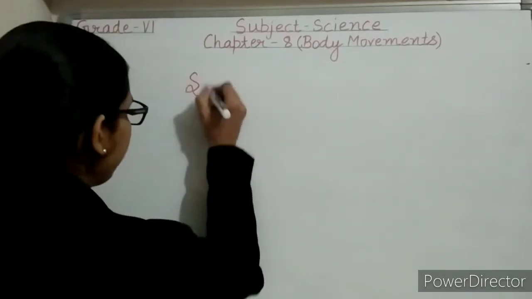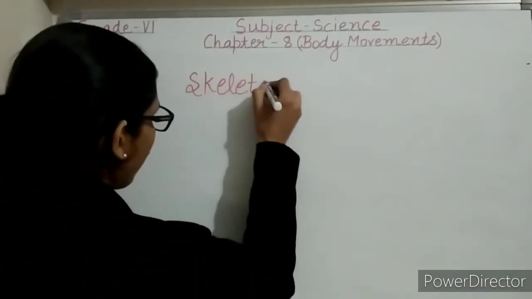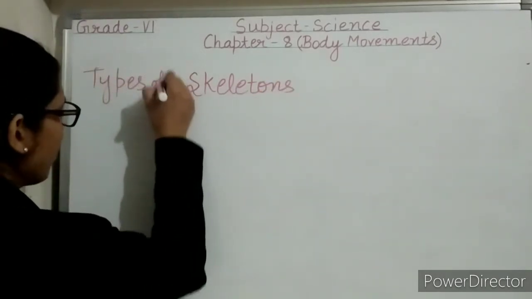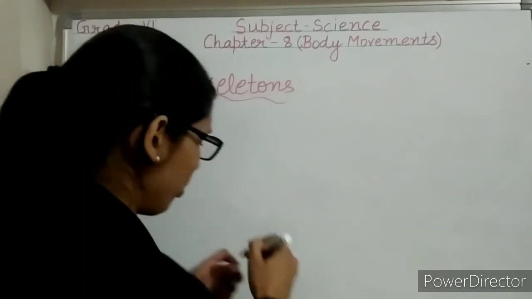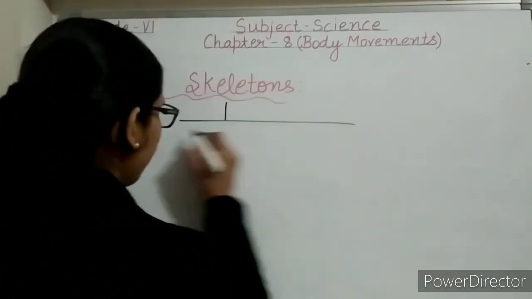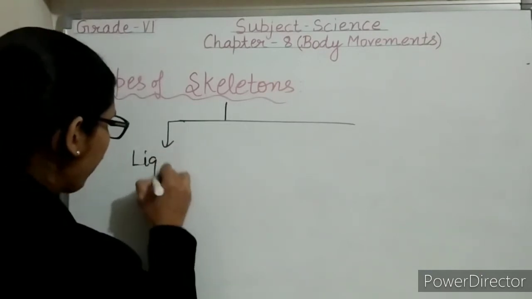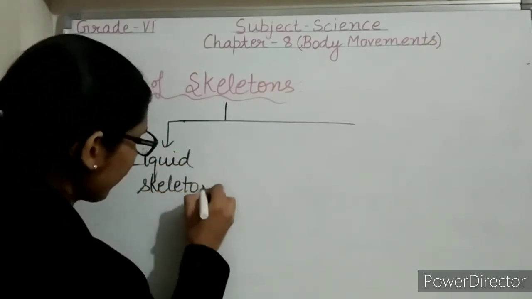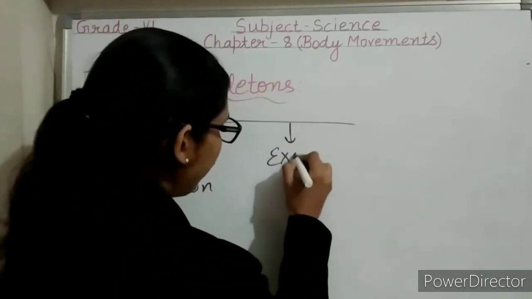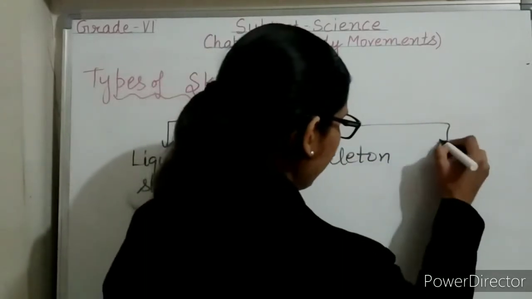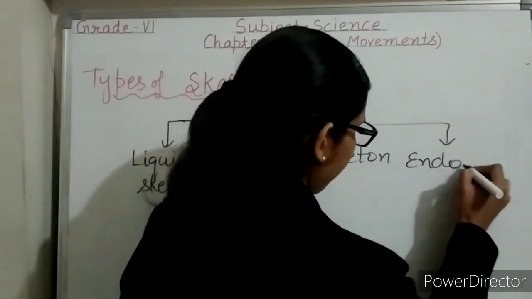So these are the types of skeletons. Let's start with the liquid skeleton. Next is exoskeleton. And the third is endoskeleton.